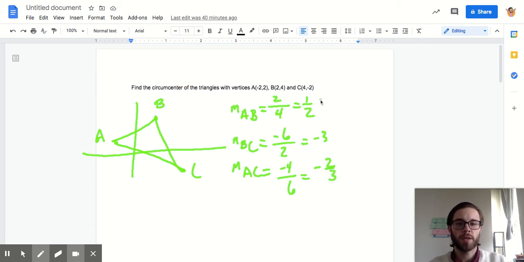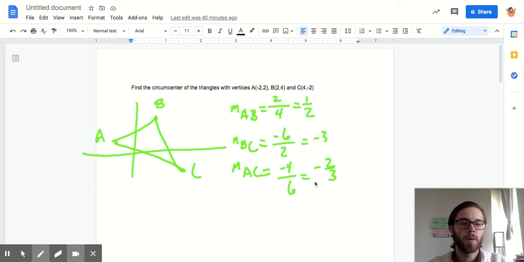Okay, so just to recap, let me double check and make sure I didn't make any mistakes. So 4 minus 2 is 2. 2 plus 2 is 4. Okay, that's fine. Negative 2 minus 4 is negative 6. 4 minus 2 is 2. Okay, and then this one would be negative 2 minus 2 is negative 4. 4 plus 2 is 6.